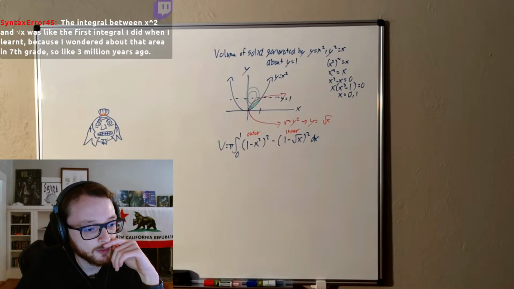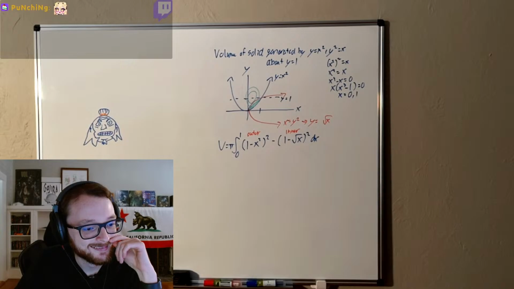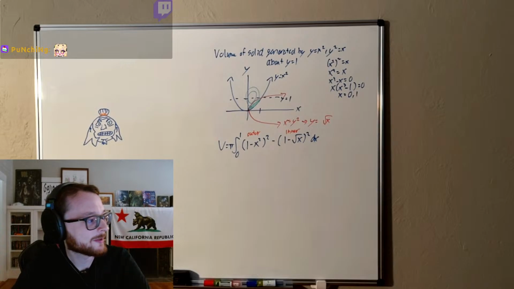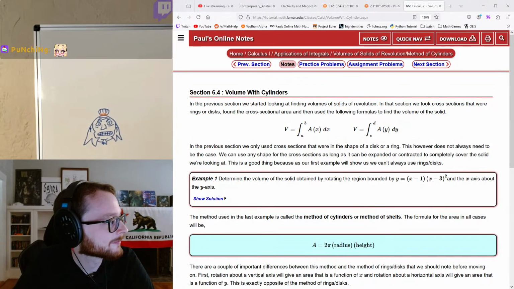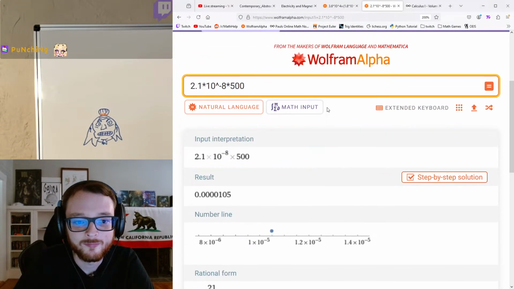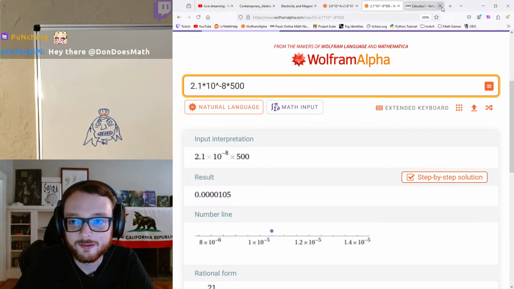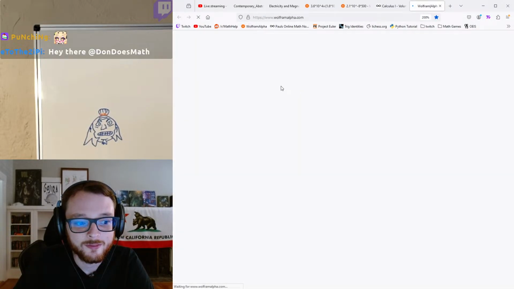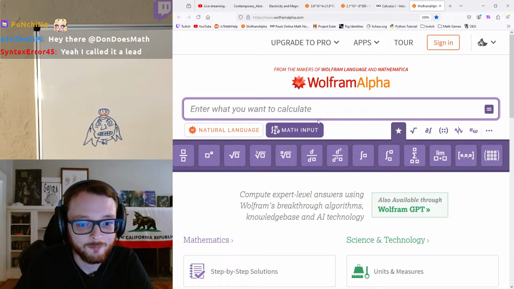X squared and root x is like the first integral you did when you learned, because you wonder about that area in 7th grade. Like, oh, really? Does that come out to be anything meaningful? I bet it's one of those things where you get some kind of a significant looking number.